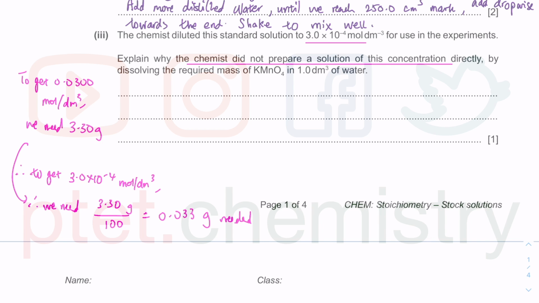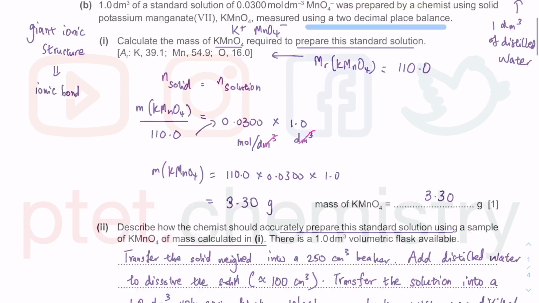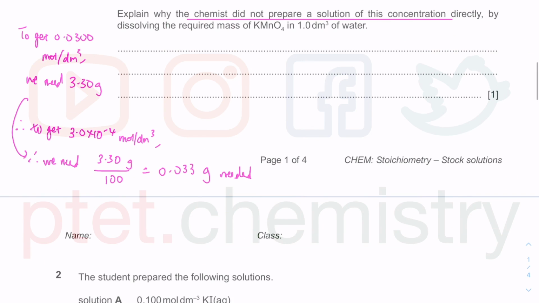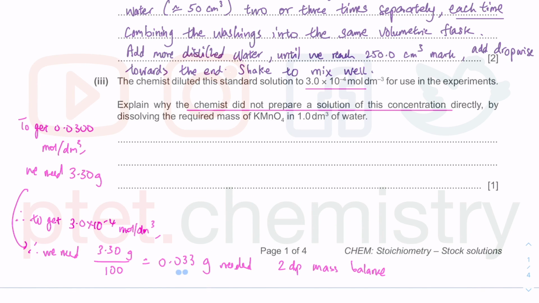Remember just now your mass balance can measure only up to 2 decimal places. If I look at this, my mass balance is not going to do very well. Your mass balance is only a 2 decimal place mass balance. So if I want this very small concentration, then I would need only 0.033 gram.